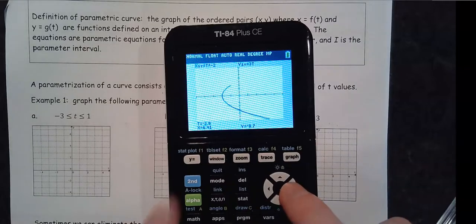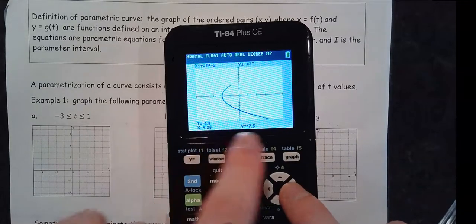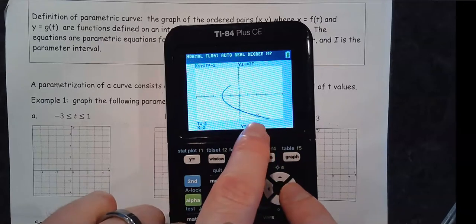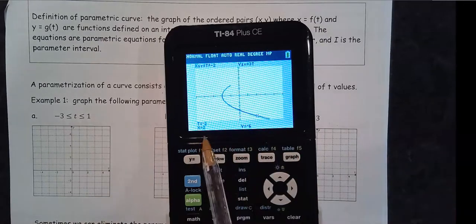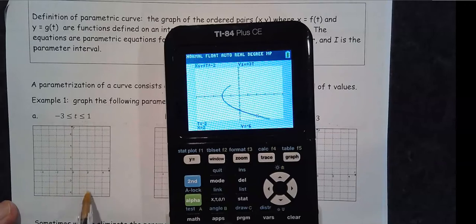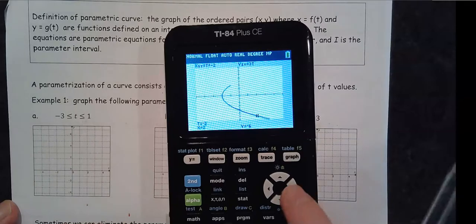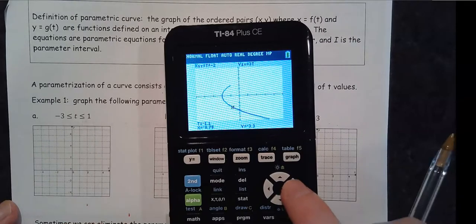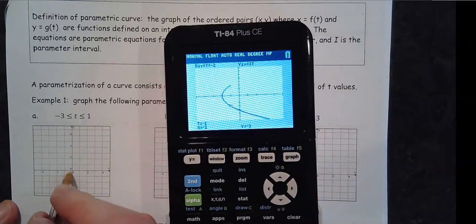Then as I scan to the right, t is increasing, but you'll see it's coming up this way, going to the left. So -2 would be a 2, -6, somewhere in this area, down in here. I'm going to go to -1. So -1, -3.